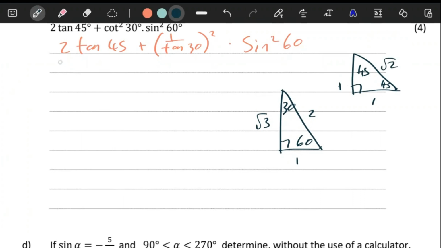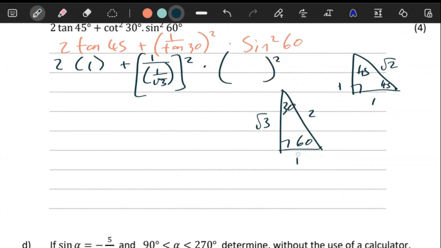And then here you can see tan 45 is opposite over adjacent. So that's like a 1. And then tan 30 is opposite over adjacent, so it's like 1 over square root of 3. The whole thing is squared, so don't forget to put it like that in your calculator. This whole thing is being multiplied by sine squared 60. So sine 60 is opposite over hypotenuse, so it's square root of 3 over 2.